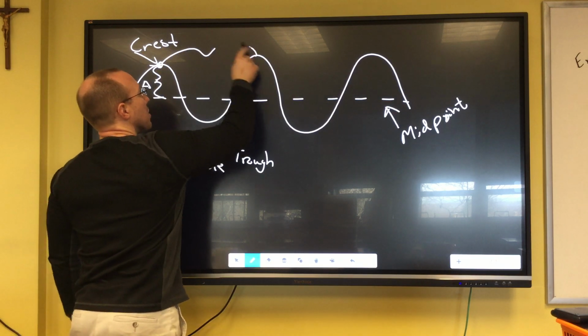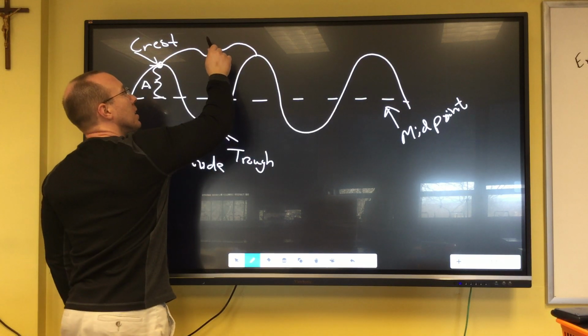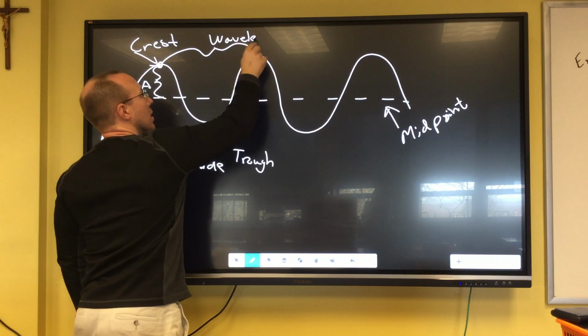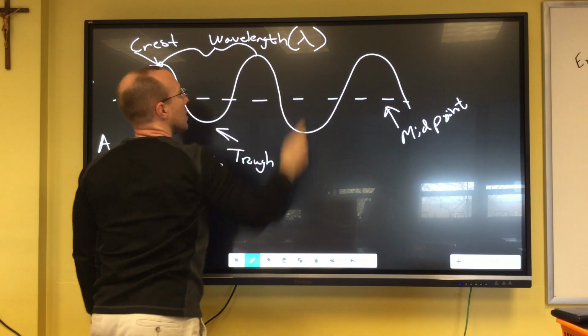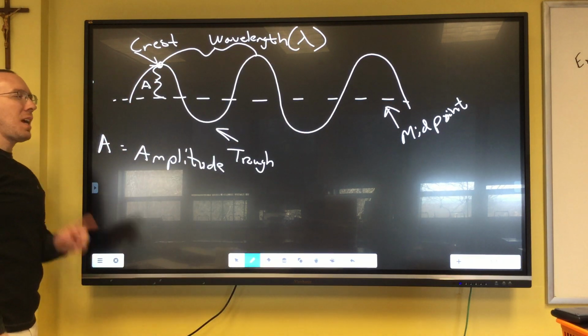So it's the distance from the midpoint to the lowest point of the wave. A lot of times they'll say that crest to crest or trough to trough is a wavelength. And that's my lambda. But it doesn't have to just be that.